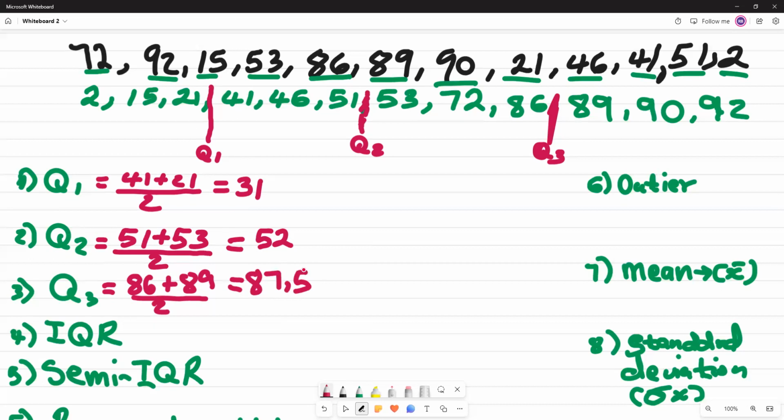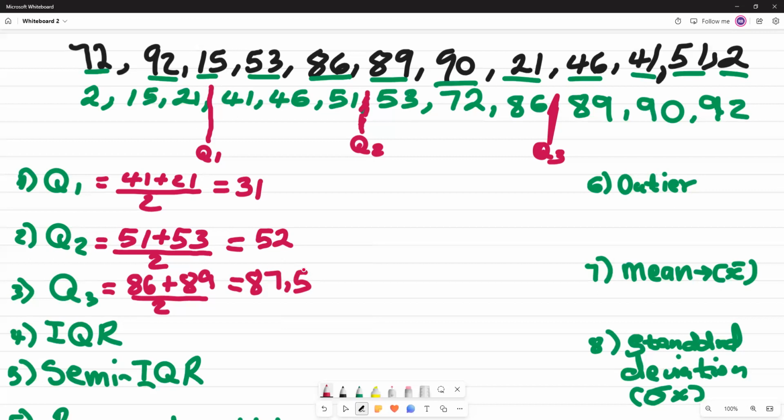You just make sure that you are separating the data set into 4 equal parts. If your quartile is in between 2 terms, then you add and divide by 2. In the next video, I'm going to be talking more about the quartiles. So if you want more examples to do, just watch the next video, which is video 9.1.2.